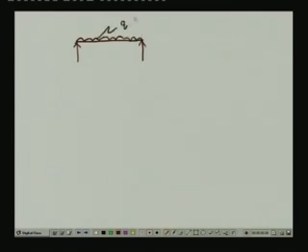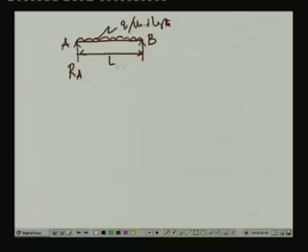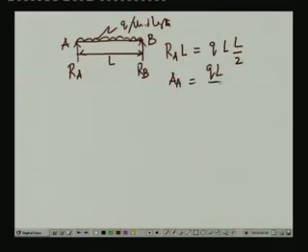of q per unit length, and the length of this beam is L. Now, if we say these two ends are A and B, so reactive forces are RA and RB. Now, we can take moment about B and we can say that RA into L is equals to Q into L by 2, and thereby RA is equals to QL by 2.